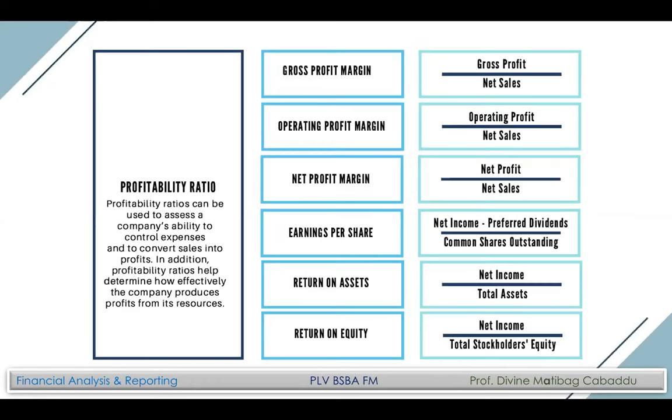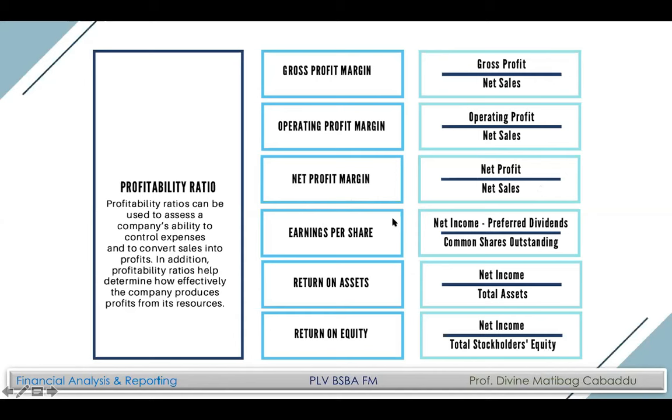So there are numerous ratios under profitability ratios. As you notice, the denominator for gross profit margin, operating profit margin, and net profit margin is your net sales. You would like to know what is the percentage of your gross profit in relation to your sales. What is the relationship or percentage of your operating profit in relation to your sales? How big or how small is your net profit in comparison to your net sales?